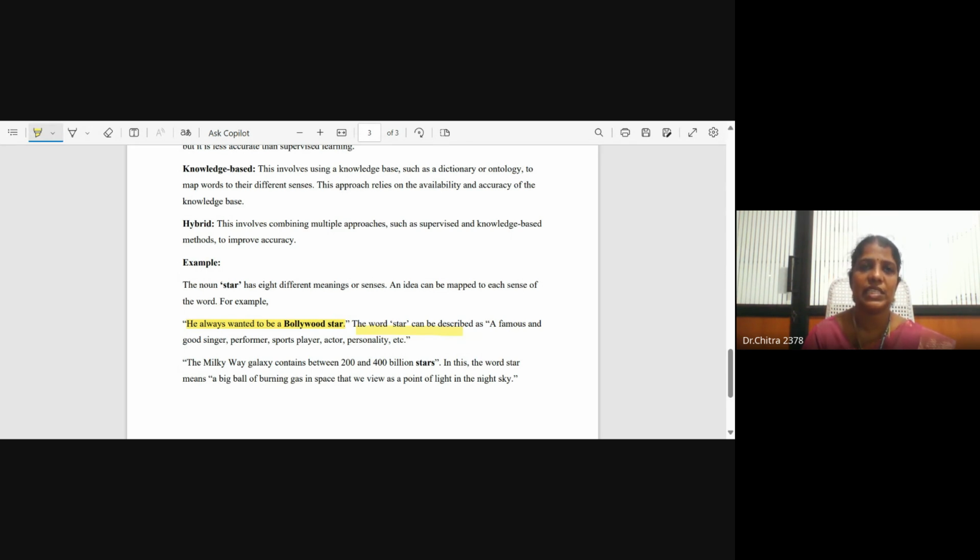So word sense disambiguation means, if a single word is used for more than one purpose, then the correct sense of the particular word can be identified. For identifying this, we need two things. First one is the WordNet, and the second one is the annotated corpus. Just go and study this. Thank you.